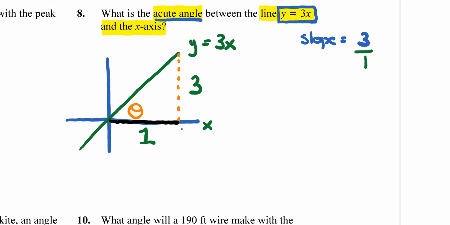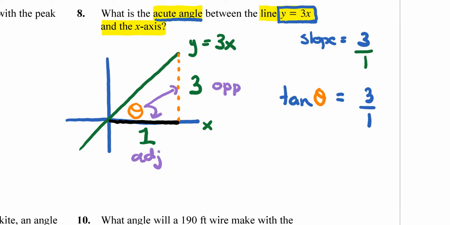Now we can use a trig ratio to find that missing angle. With respect to that missing angle, the 3 over here is your opposite. And the 1 right next to the angle is your adjacent. The trig function that relates the opposite and the adjacent is the tan function. So this would be tan of theta.